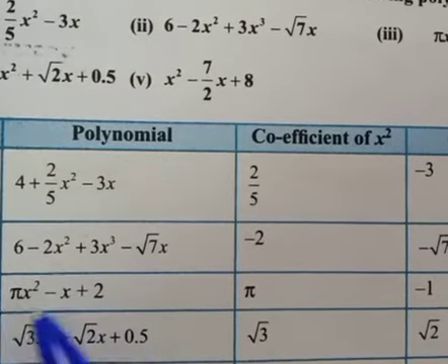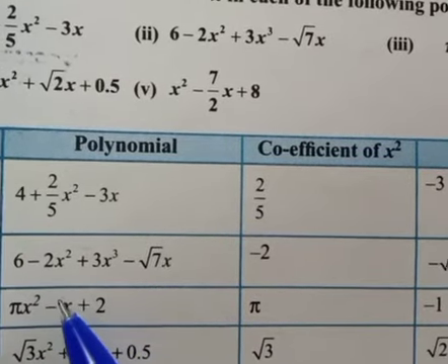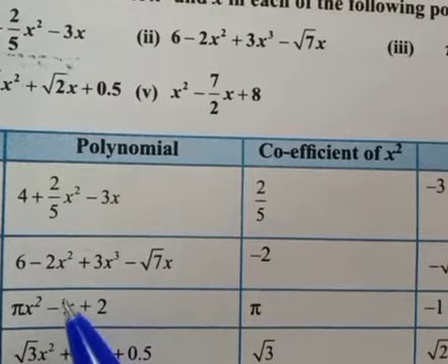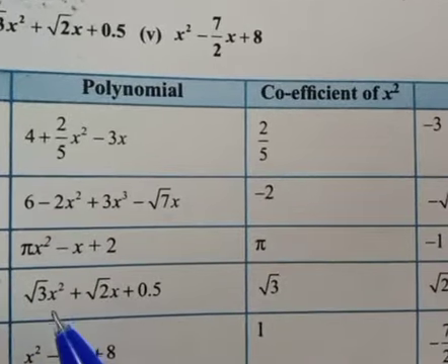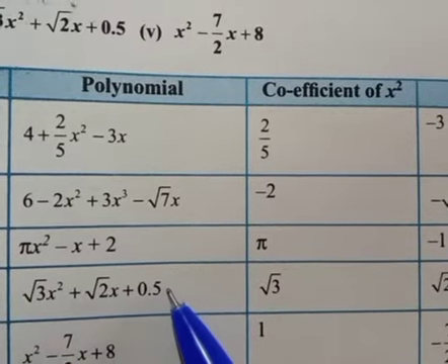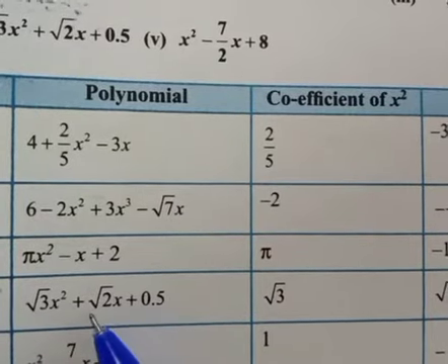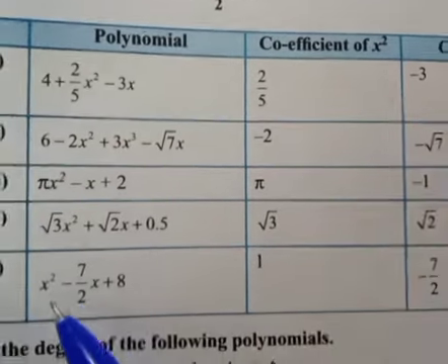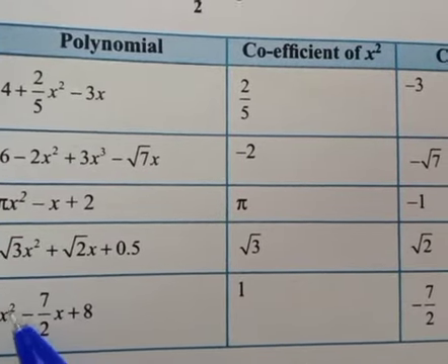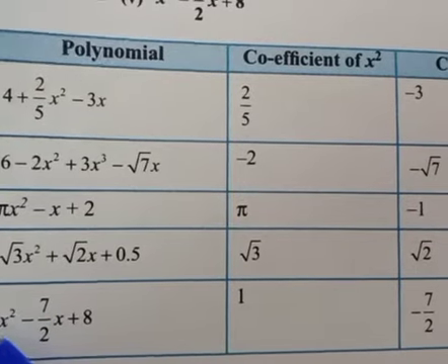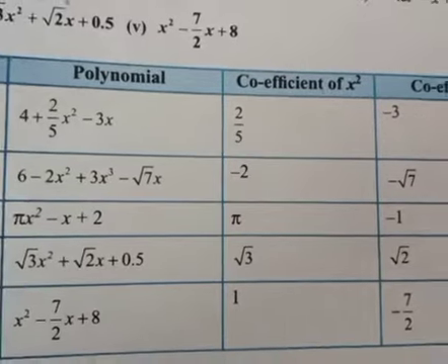For this one, pi x square minus x plus 2. The coefficient of x square is pi. The coefficient of x is, say students, what do you have here? Not given any number. What is this meaning? 1. So this is minus 1. Next, root 3x square plus root 2x plus 0.5. So the coefficient of x square is root 3. The coefficient of x is root 2. For this problem, x square minus 7 by 2x plus 8, the coefficient of x square is 1. The coefficient of x is minus 7 by 2.